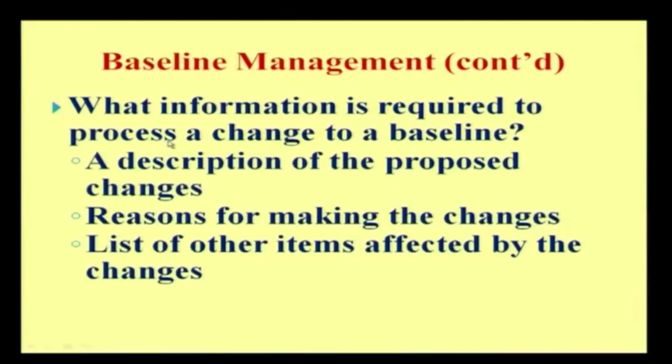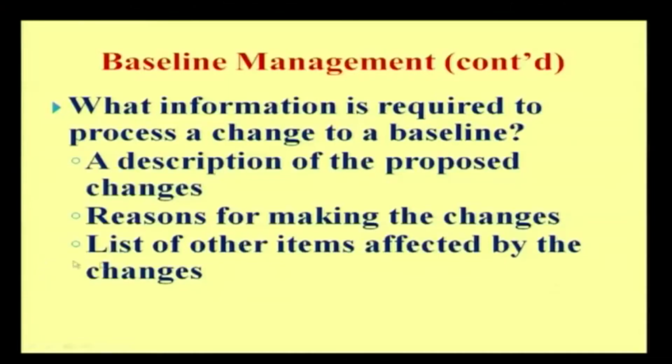What information is required to process a change to the baseline? We may have to provide a description of the proposed changes, reasons for making the changes, and a list of other items affected by the changes. Whenever we wish to notify the external community about the changes we wish to make on this particular product, we have to clearly describe what has been proposed and where exactly the changes are to be incorporated, with the reasons and justification for making those changes, and provide a list of other items affected by these changes. Certain things that were executed formally may not work now. So, we may have to highlight why those have not been working and what changes we have made which might enhance the already existing outputs.